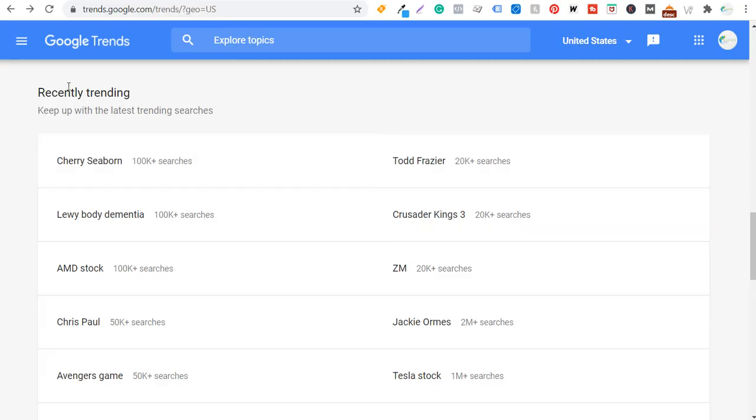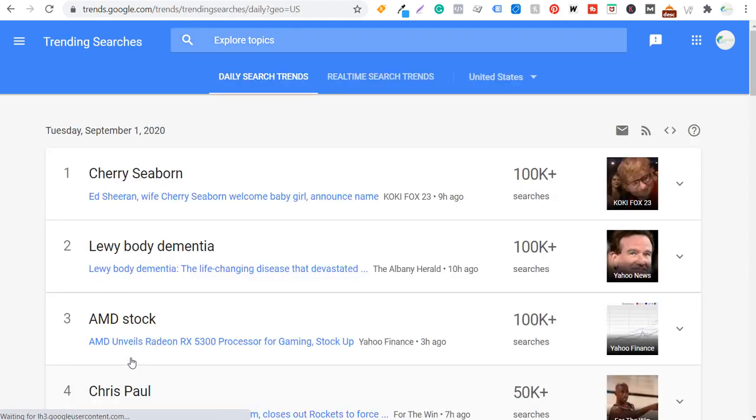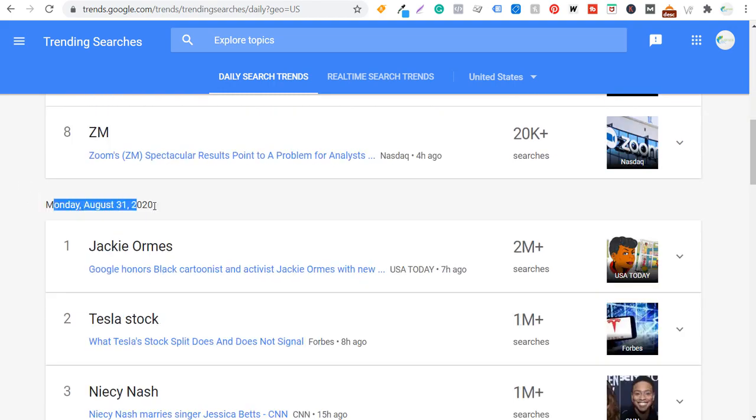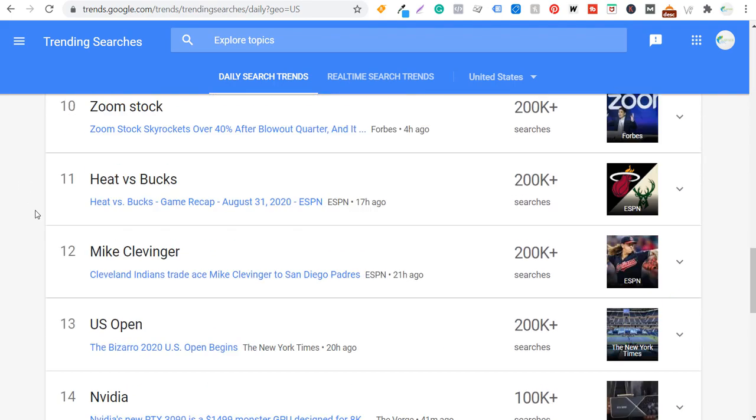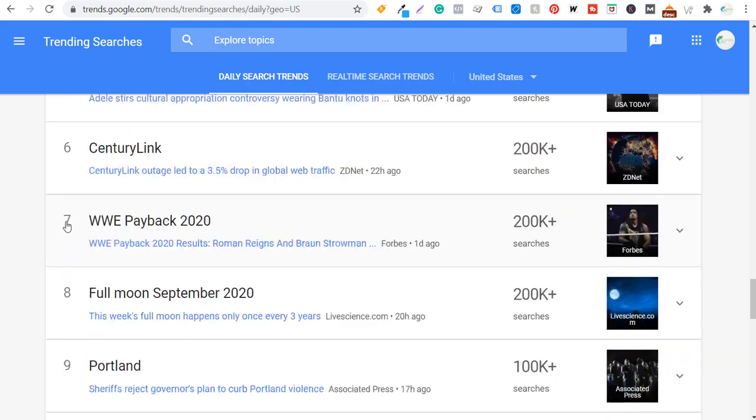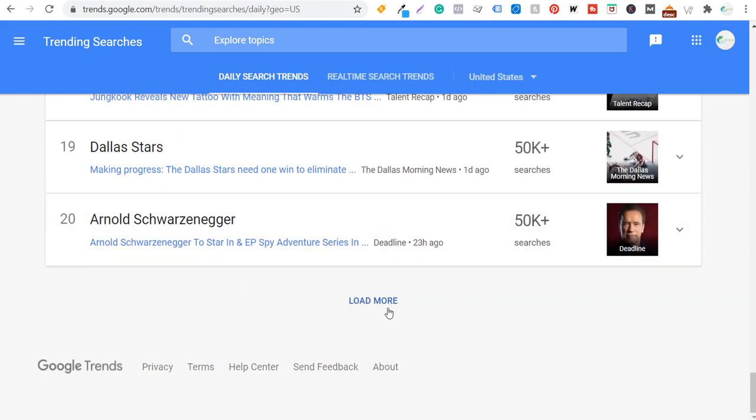So if we come over, you can see recently trending. If we click, now they have daily search trends for today, Tuesday, September 1st, 2020. If we keep scrolling down, you're going to see some for Monday, August 31st. Keep coming down, you're going to see more for other dates. So you're going to see 20 total trends for every single day. So when you click load more, it's just going to load that next day.